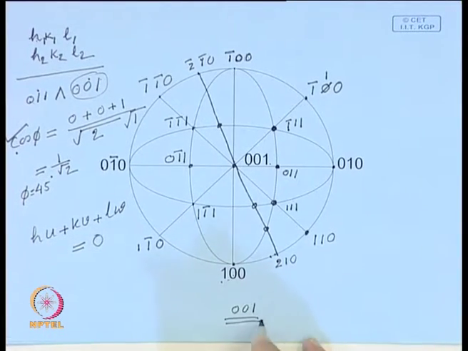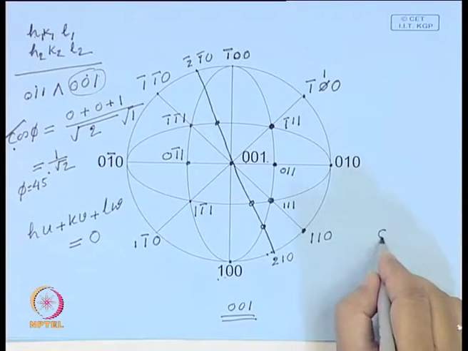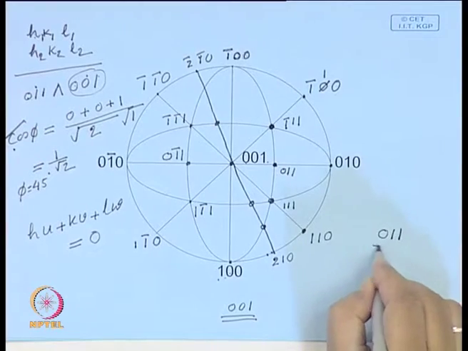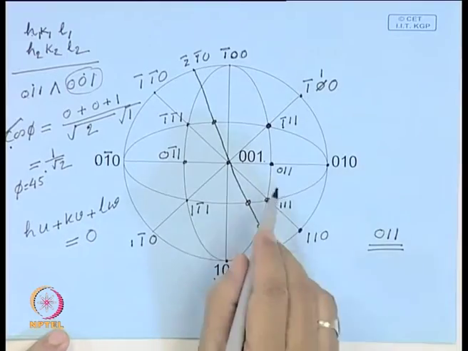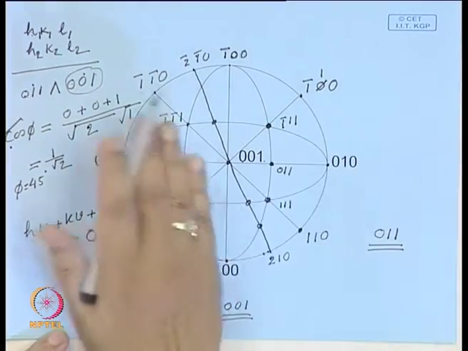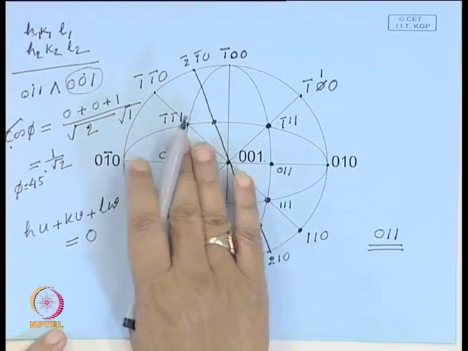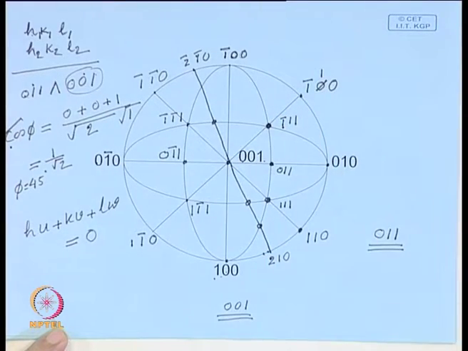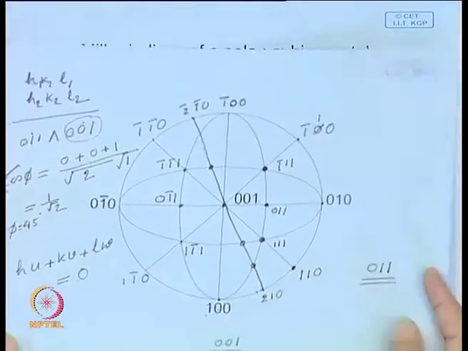Now, if you want to convert it to any other projection, like let us say we want 0 1 1 projection, then how will you do it? This can be done by rotating this projection, and rotation of this projection is possible with the help of Wulff net, and I will leave it to you as an exercise.